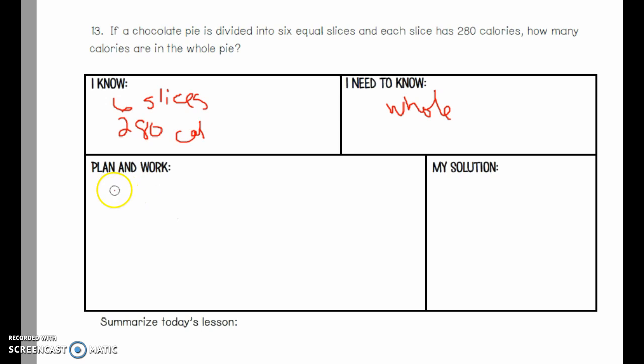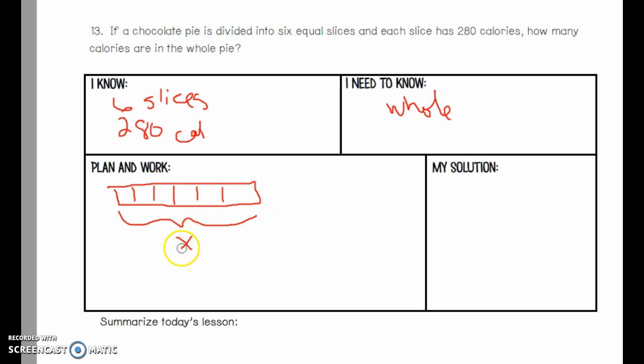Plan and work. I am going to draw a tape diagram because to me that helps me decide what I need to do. I know that this is my pie, and my pie has 6 slices in it. I don't know how many calories are in the whole pie, but I know every single slice has 280 calories. So if I'm looking for the whole, I wonder if I could just do the whole divided by 6 slices equals 280.